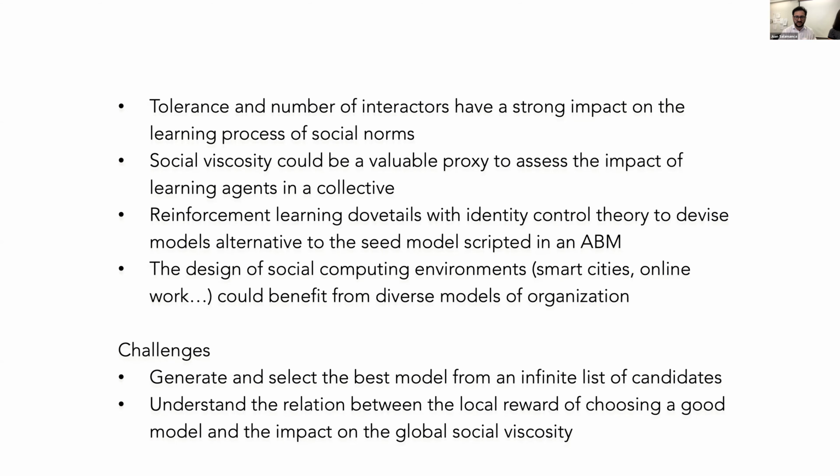But we want to understand the relation between the local reward of choosing a good model and the impact on the global viscosity, because choosing a good model does not necessarily mean that, in some cases, it benefits the requirement of my own model but hinders positive interactions.